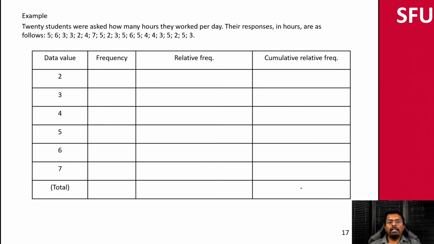So we can look at a very simple example here. Essentially, 20 students were asked how many hours they work per day, and these are the responses listed below, and then we can calculate all of these. So you have the numbers 5, 6, 3, 3, and so on. You can read that, and then you can pause this video and complete this table now.